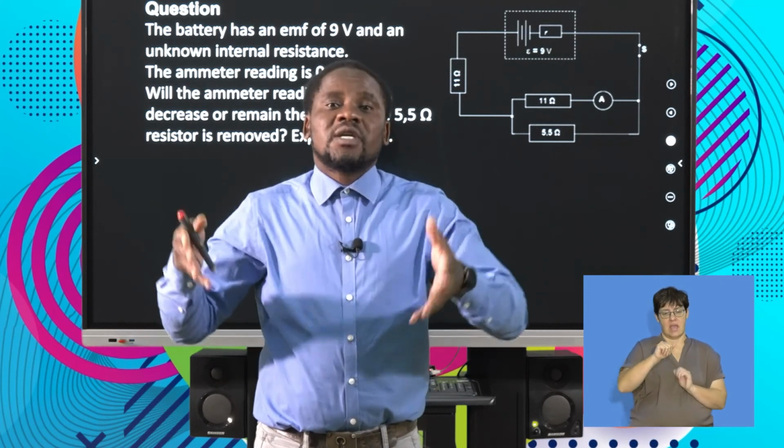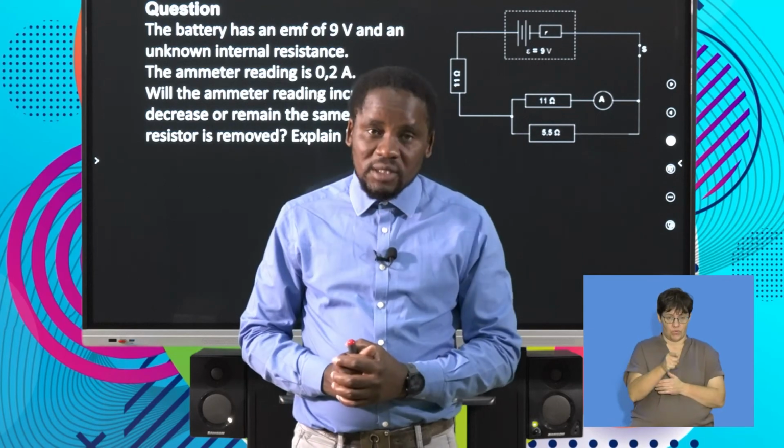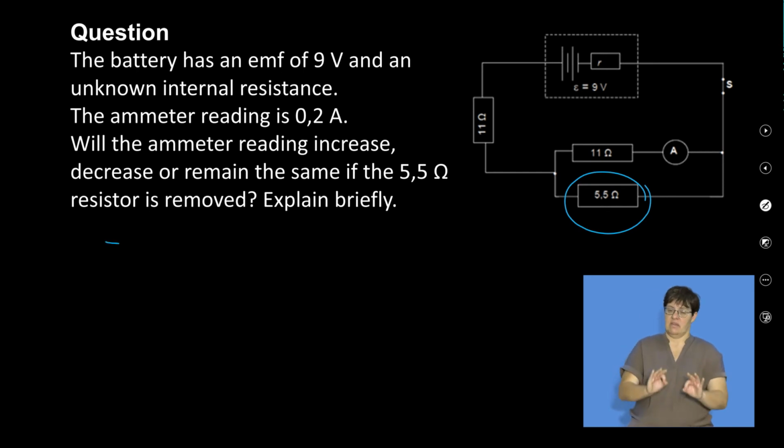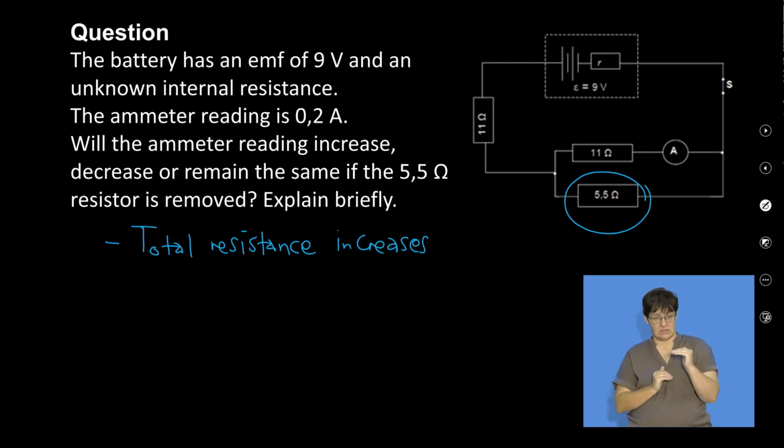Now the reading of the ammeter is based on the current passing through the 11 ohm resistor. So if we remove this 5.5 ohm resistor, what does that do to the effective resistance? Number one, what's going to happen? Total resistance will increase. So if total resistance increases, why? Or maybe just to explain how we arrive at that.